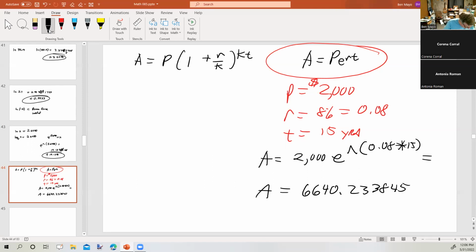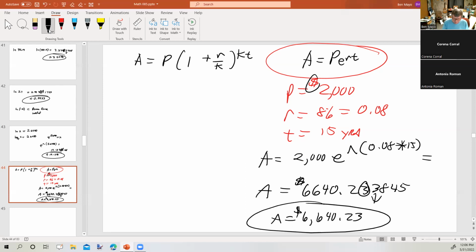6640.233845. Since this is money, we would round to the nearest cent. The next column over would round down, so $6,640.23 would be the ending amount, if it was compounded continuously. And again, I use this formula, not the first one, because of the instructions: continuously compounded.